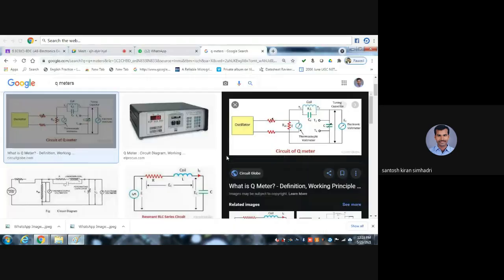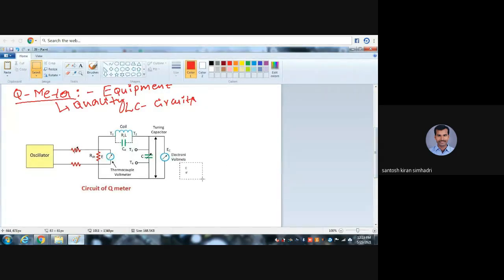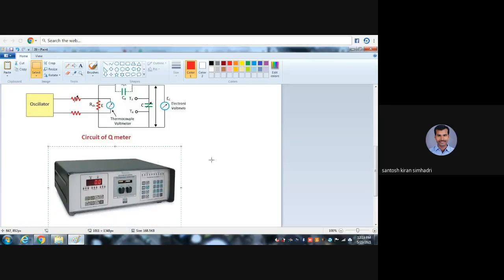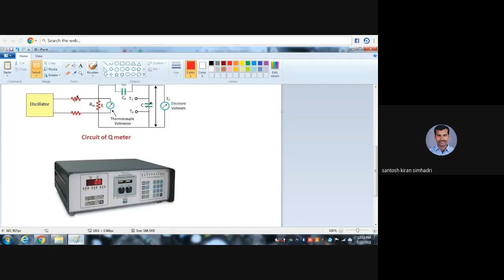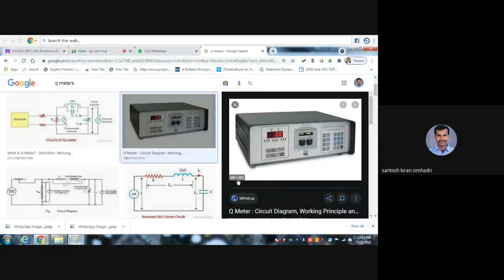I will save the document. This is the equipment, and I will copy this one also, because in future, if it is in graphical form, it is very easy to understand. This is the Q meter equipment for quality measurement of inductance and capacitance. Observe this display, a 7-segment display. In the market, the E9-4 Q meter is available.